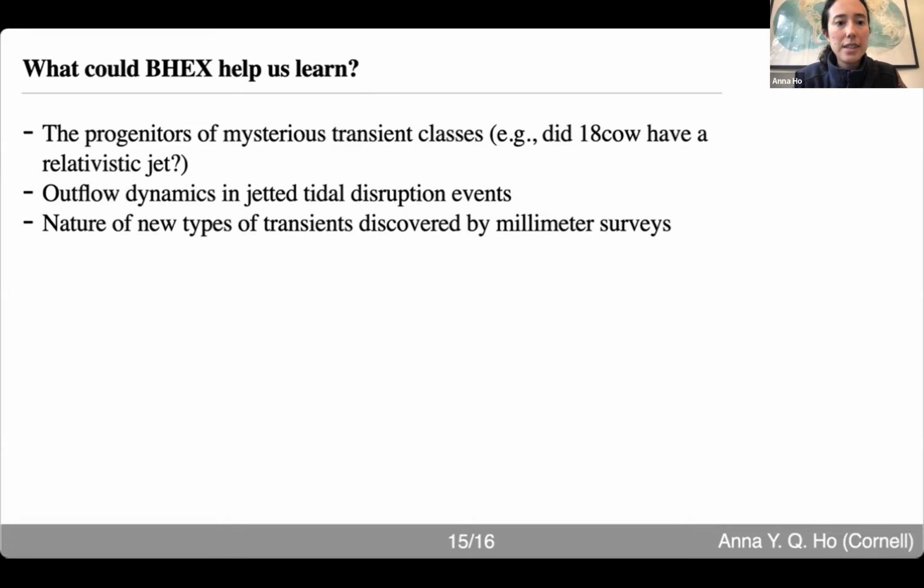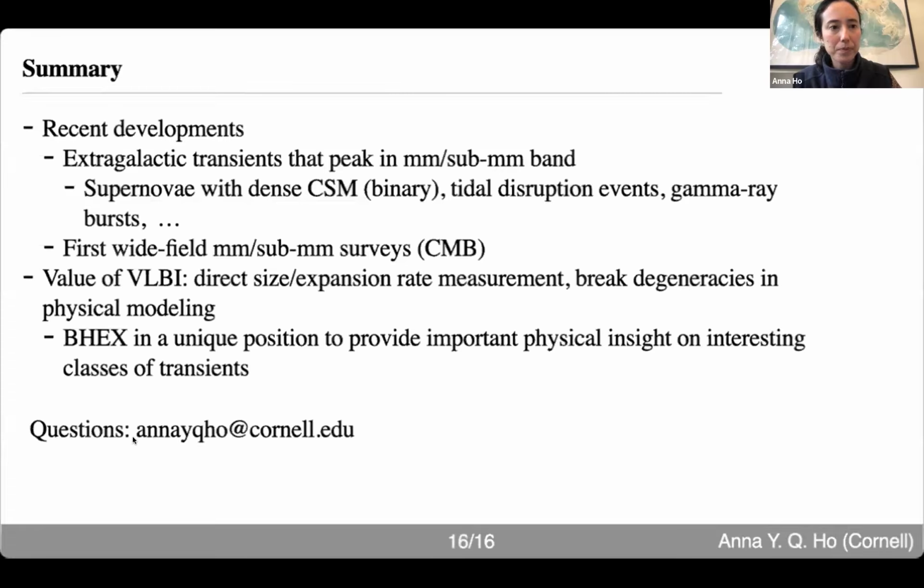For jetted TDEs, there's a lot of interest in studying the dynamics and properties of their jets. And again, one of the best ways to do that is with VLBI. These events' radio emission does peak at millimeter wavelengths at the earliest times. And then finally, I'm hopeful that in the next few years, we'll be discovering entirely new and unexpected types of transients with millimeter surveys. We'll be trying to model their emission and figure out what they could be. And again, VLBI is critical for that.